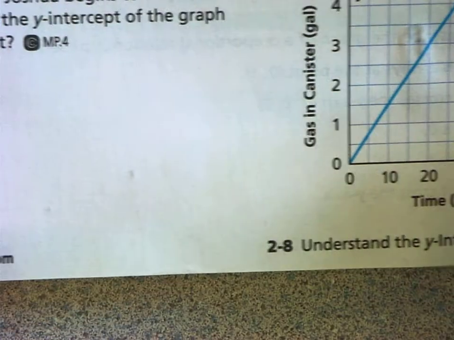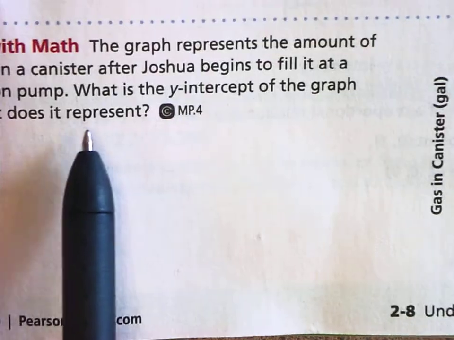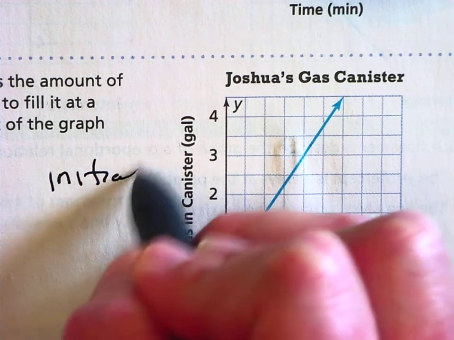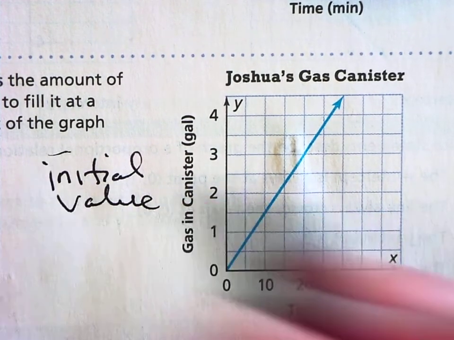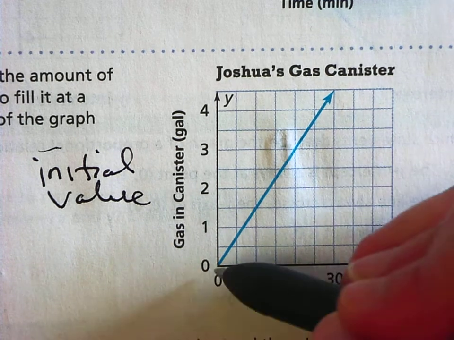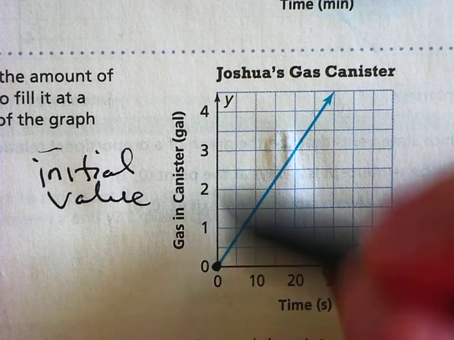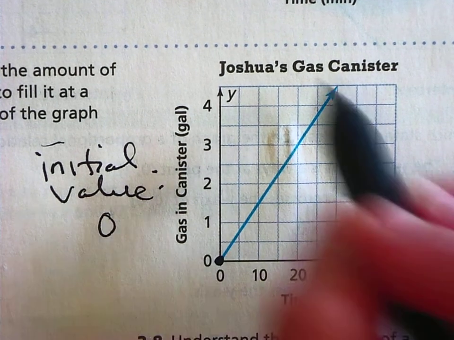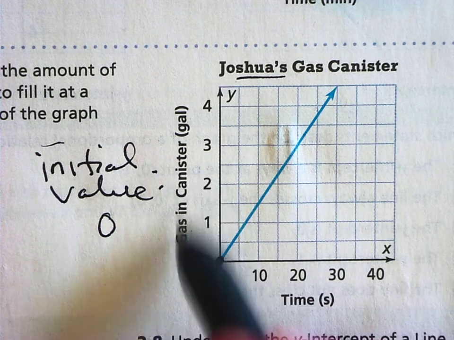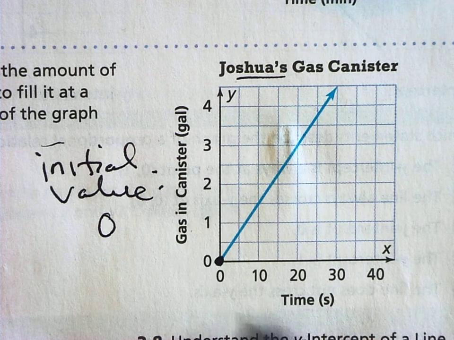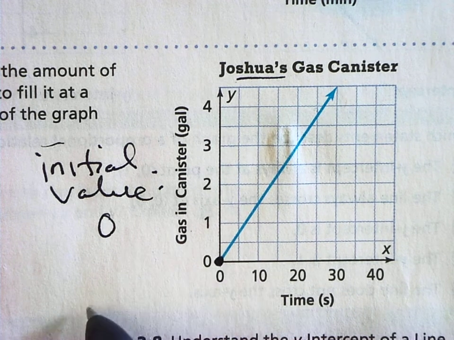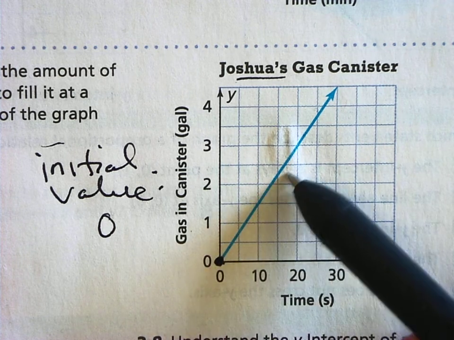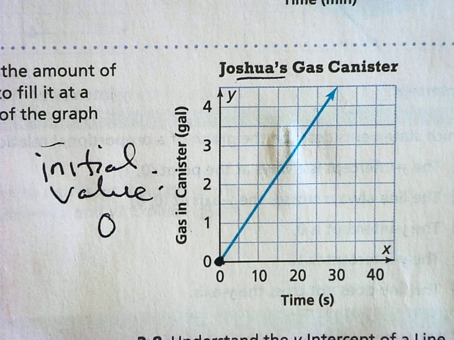Okay, so let's take a look at this one. Again, what is the y-intercept of the graph? What is it and what does it represent? Your y-intercept is your initial value. Remember, the y-intercept is the initial value. So right here is where the line touches the y-axis. So the initial value is 0. The y-intercept is 0. Now, it says explain what that means. Well, this is about Joshua and how much gas he has in his canister before he starts to fill it. So this 0 means he had 0 gas in his canister before he started to fill it. After he started to fill it, this is how much gas was in the canister per however many seconds.